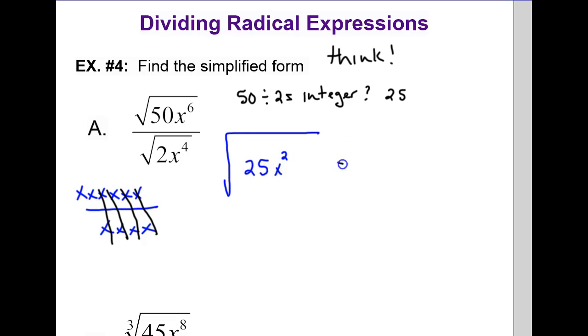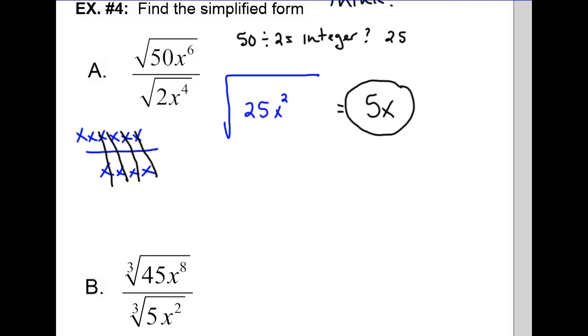Well, what's the square root of 25? 5. What's the square root of x squared? x. So I want you to think first and ask yourself that.